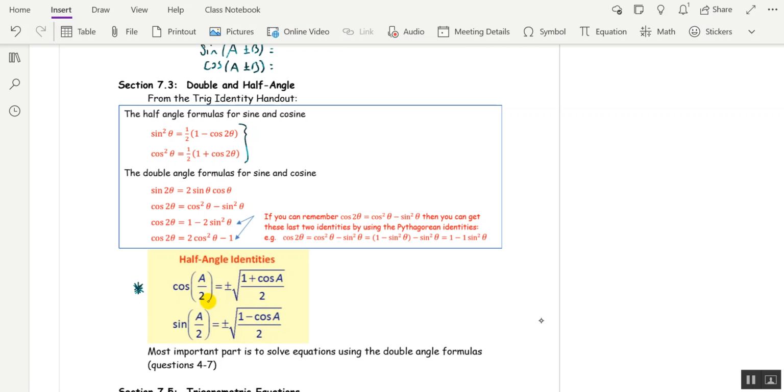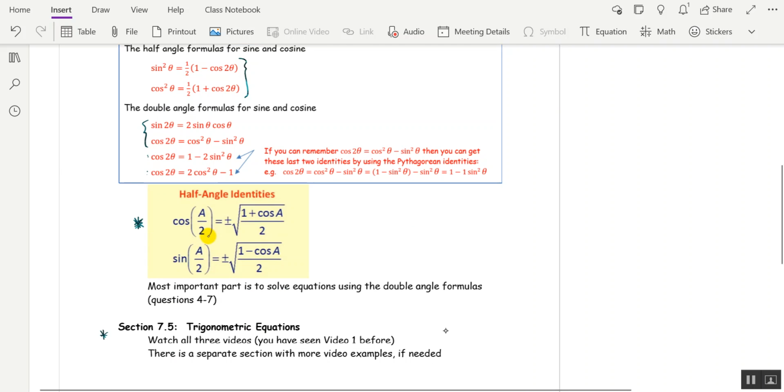Now, really there are only two here to memorize because these two come for free by using the Pythagorean identity. So notice that there are three here for cosine 2 theta, but if you can memorize this one here, then you'll be able to use the Pythagorean identity to get these two. And you will need both of these to solve the trigonometric equations in section 7.5, not all of them, but a few of them.